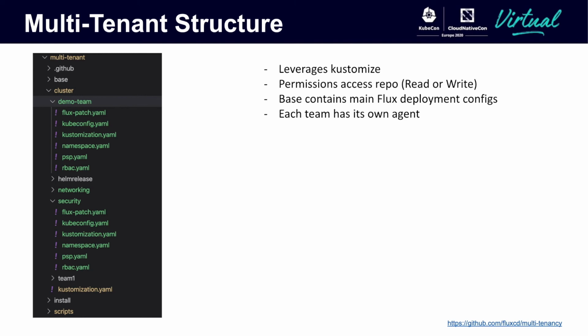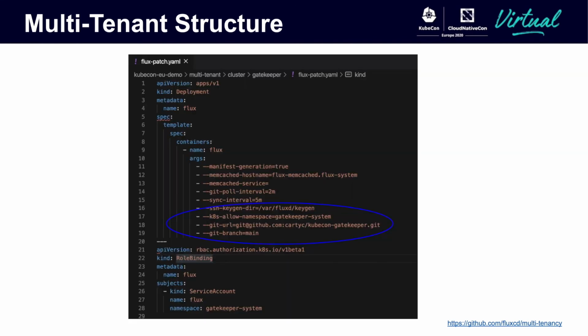Under the base, there's the main Flux configuration. You have your namespace, PSP, and RBAC. And then each team is just going to get that, and it describes the agent, which then gets deployed to the environment. And then that Flux agent will look like this. You're telling it what repo it's going to, the namespace it's targeting, as well as the branch.